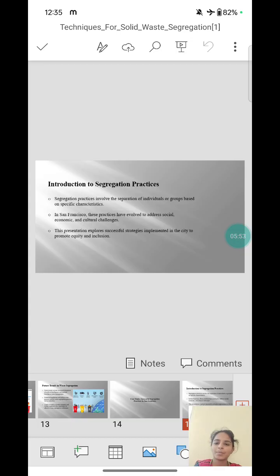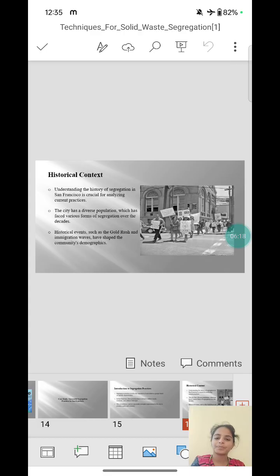Introduction to segregation practices. Segregation practices involve the separation of individuals or groups based on specific characteristics. In San Francisco, these practices have evolved to address social, economic, and cultural challenges. This presentation explores successful strategies implemented in the city to promote equality and inclusion.